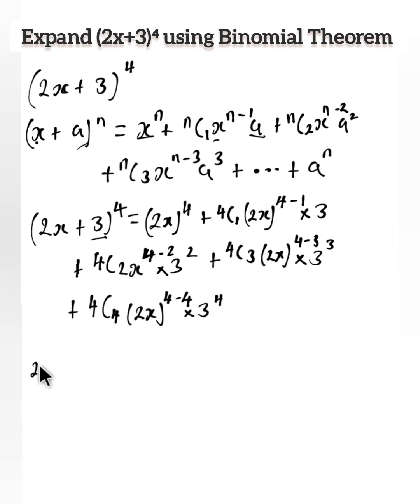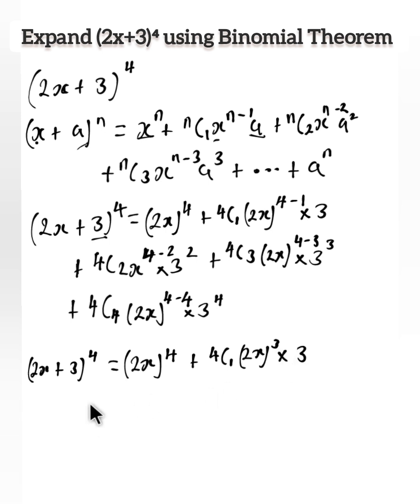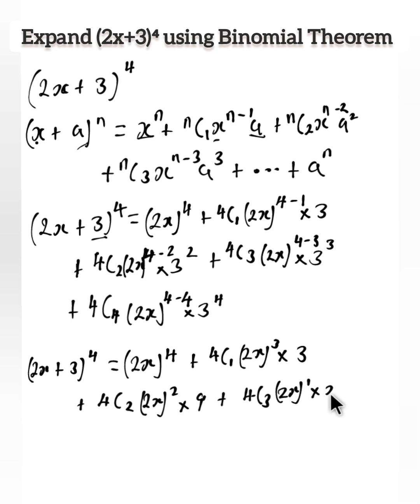Now let's proceed. (2x plus 3) all raised to the power of 4 gives us (2x) raised to the power 4 plus 4 combination 1, 2x raised to the power of 4 minus 1 is 3, times 3, plus 4 combination 2, 2x raised to the power 4 minus 2, which is 2, times 3 squared is 9, plus 4 combination 3, 2x raised to the power 4 minus 3 is 1, times 3 raised to the power 3 is 27, plus 4 combination 4, 2x raised to the power 4 minus 4 is 0, times 3 raised to the power 4 is 81.